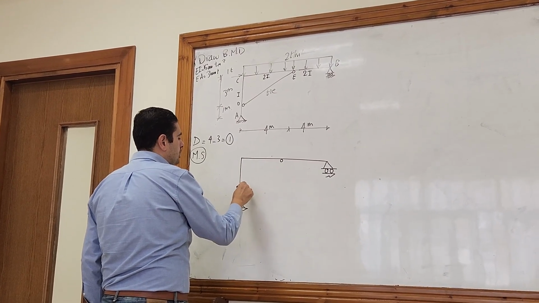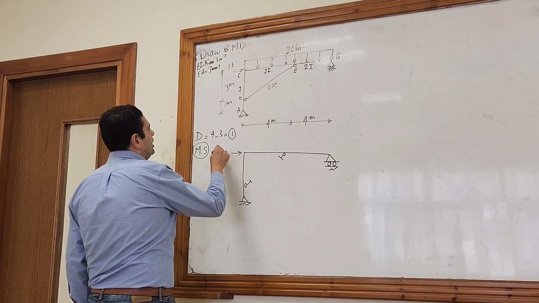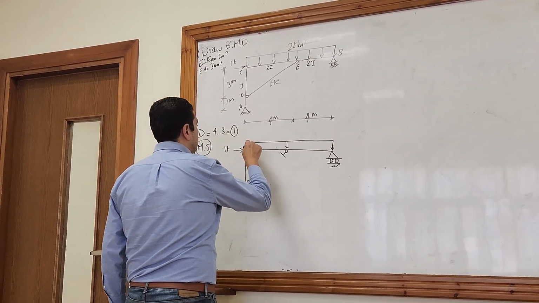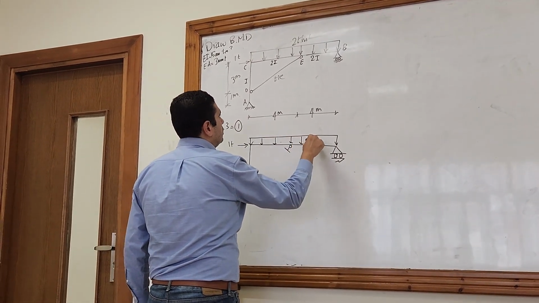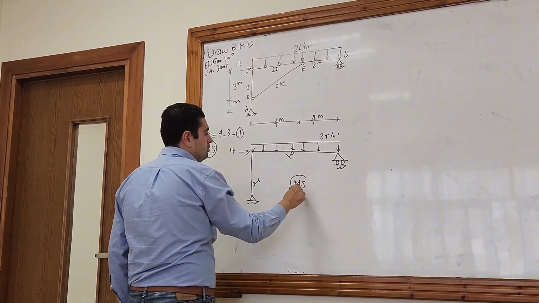Here was a tie, and I removed it. And the same loads like this. So this is the main system.